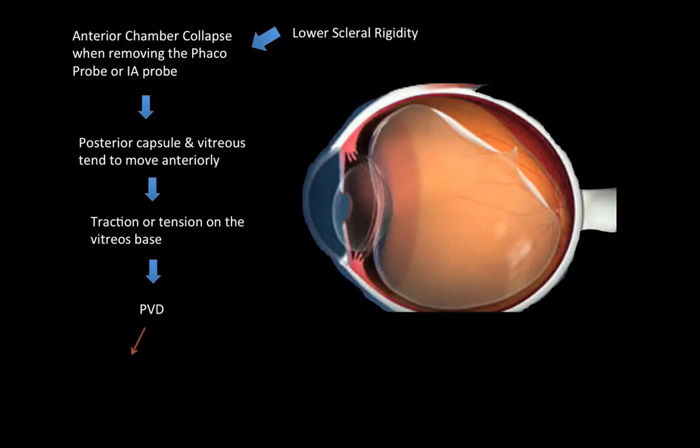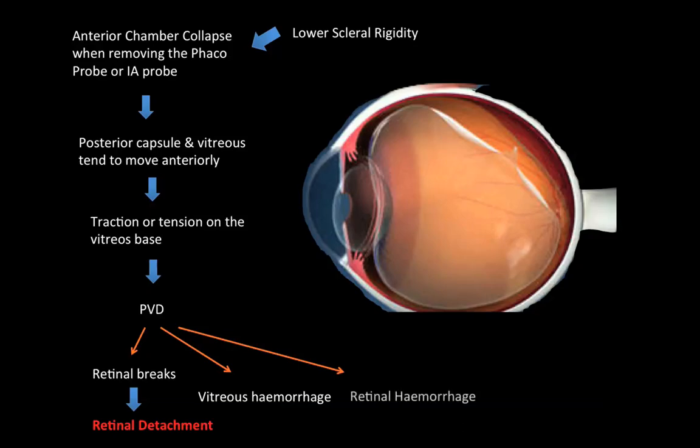And once there's a PVD, there can be many sequelae of the PVD intraoperatively and later on. One is the development of a retinal break, and that retinal break might proceed to a retinal detachment, it might not, or it might lead to a vitreous hemorrhage, a retinal hemorrhage, or a cystoid macular edema. So we're talking here about all these complications of cataract surgery in myopia being related to the anterior chamber collapse because of lower scleral rigidity.